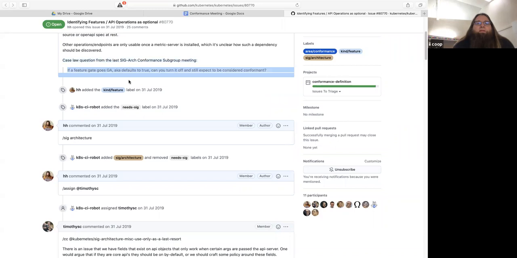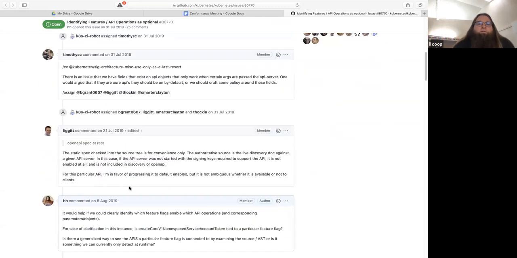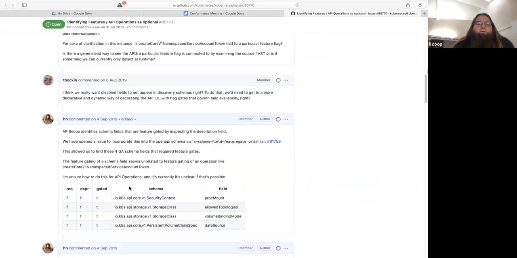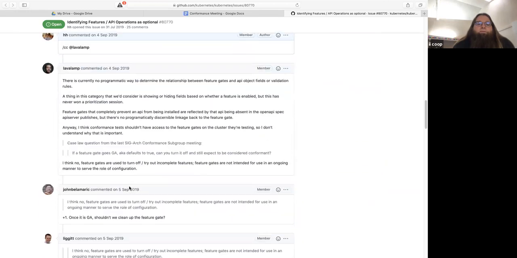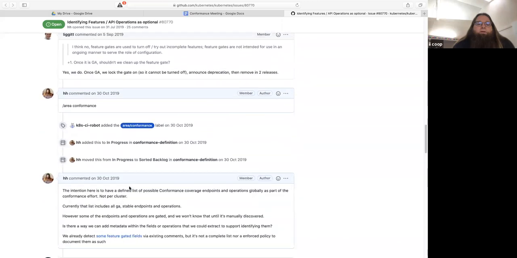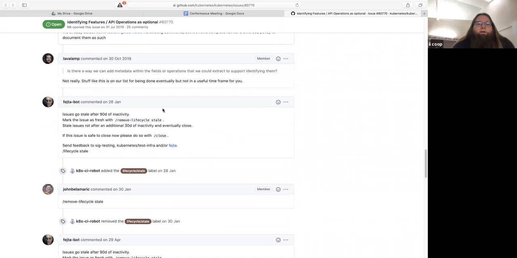And the note is that if a feature gate goes to GA and defaults to true, and you can turn it off, does it still expect to be conformant? We had some conversation points a while back, and I think it came down to that was our last point. It's going to be done eventually, but not in a time frame useful to us back in October.